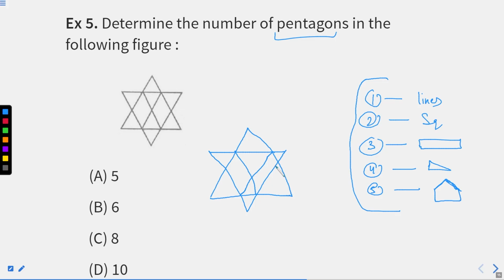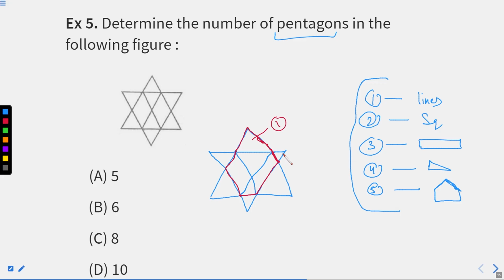So if we are supposed to check how we can form a pentagon in it, I'll use a different color and explain how we can form it. So let's say this is the first side, this is the second side, this is the third side, this is the fourth side, this is the fifth side, and this is the sixth side, and these are the 2 same sides, right? So how many? 1, 2, 3, 4 and 5. We are able to form our first pentagon.